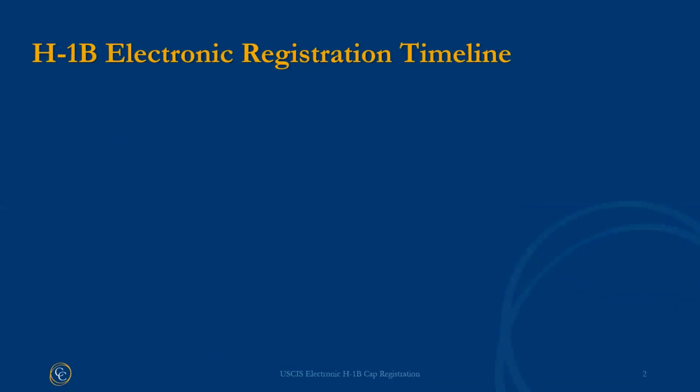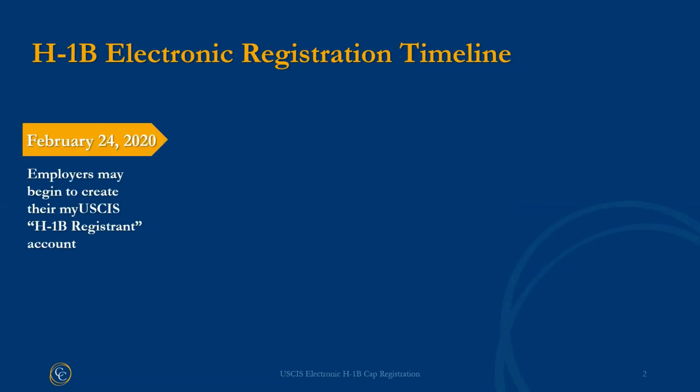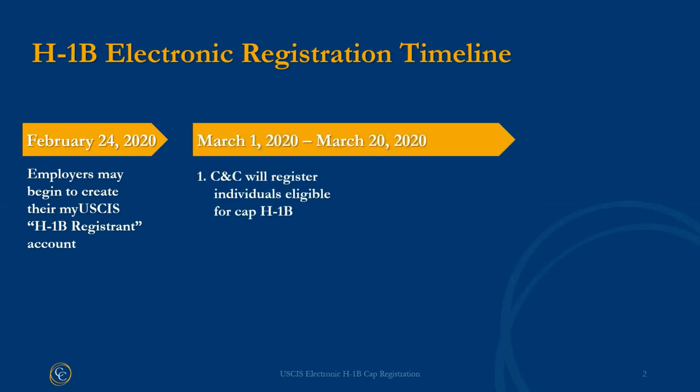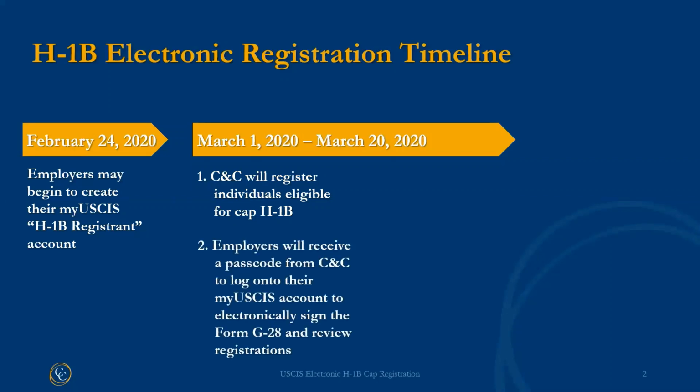USCIS is launching a new system for filing H-1B petitions that involves an electronic registration period between March 1st and March 20th, 2020. The first step is for employers to create their My USCIS H-1B registrant account. We will go into detail of how to create this later. During the electronic registration window, Chin & Curtis will enter the information of individuals eligible for the CAP H-1B lottery. The employer will then receive a passcode from Chin & Curtis. This passcode enables the employer account to be synced with the Chin & Curtis attorney's account.